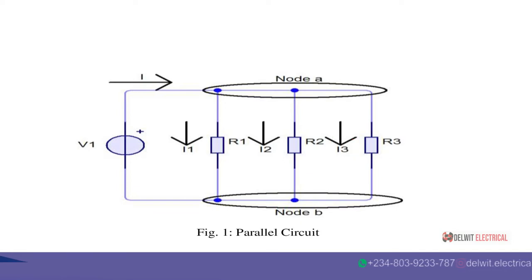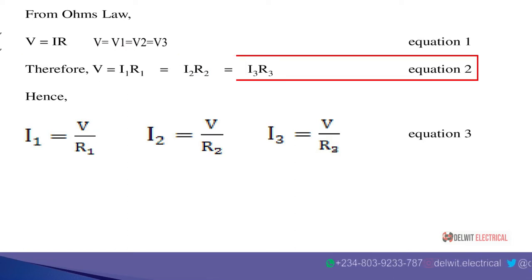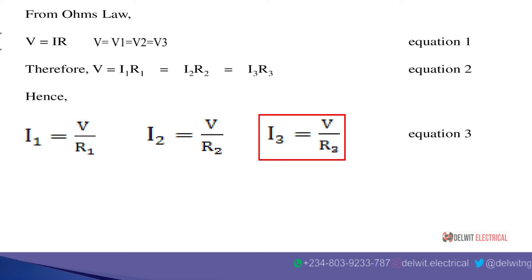So in that case, we can say that V is equal to IR, equation 1 from Ohm's law. For V1, we have I1 R1. For V2, we have I2 R2. For V3, we have I3 R3. So that's our equation 2. Now, if we make I1 the subject of the formula, since it's the same voltage across the entire circuit, from equation 2 we have V over R1 for I1. For I2, we have V over R2. For I3, we have V over R3.